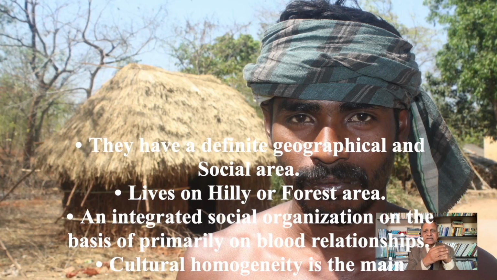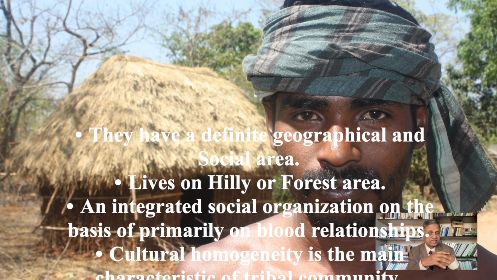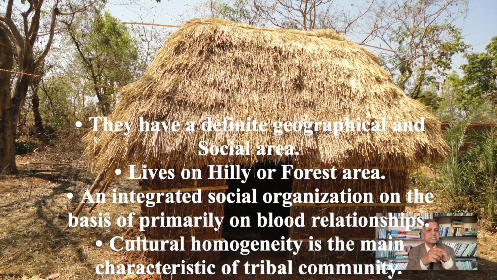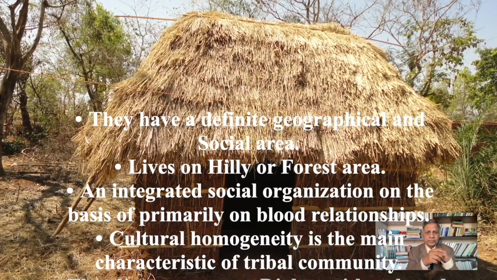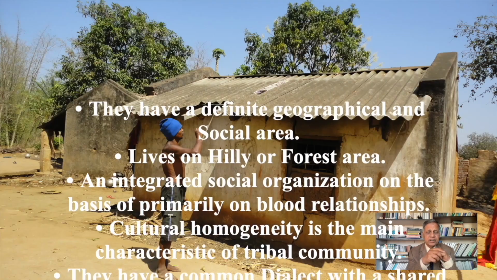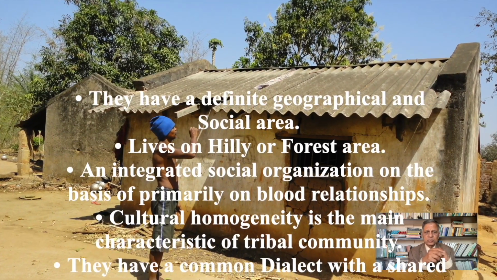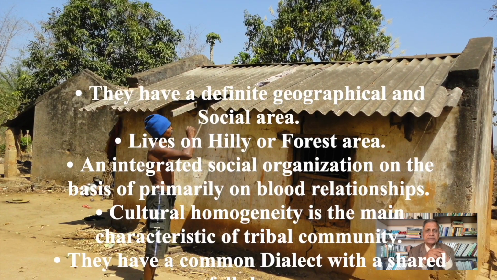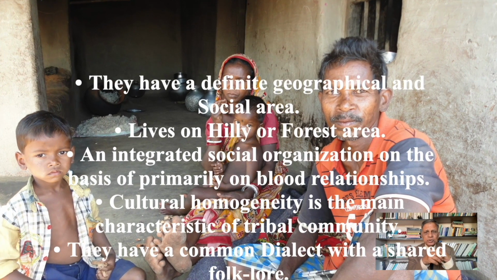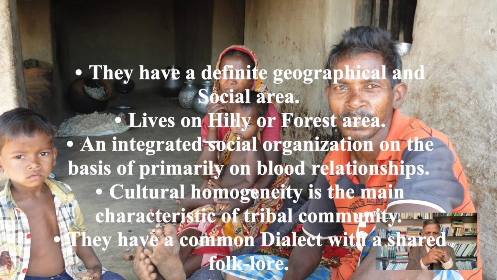The third one is an integrated social organization based primarily on blood relationship. It is very important: their social organization is very strong. The network of kinship relations they have, and the kinship bondage, is very, very strong among them, and blood relations are very important among the tribals. Most of the tribals have their own kinship terminologies as well as blood relationships. Then another important one is that cultural homogeneity is the main characteristic of the community.